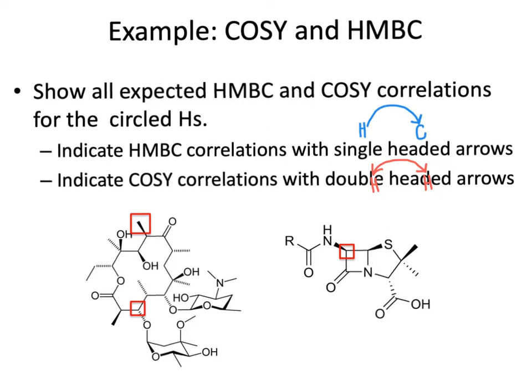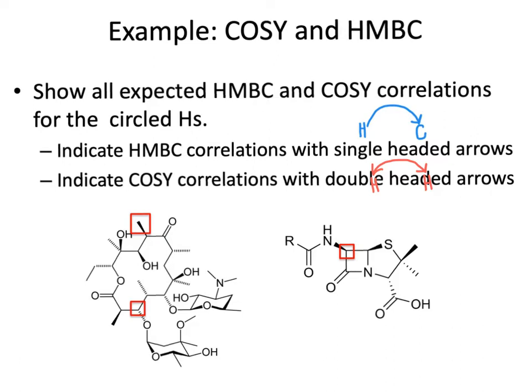And this is a common way of illustrating on a chemical structure what correlations are observed, as a way of visually representing to the reader of a journal article, for example, what correlations were observed and used to piece together the structure of an organic molecule.